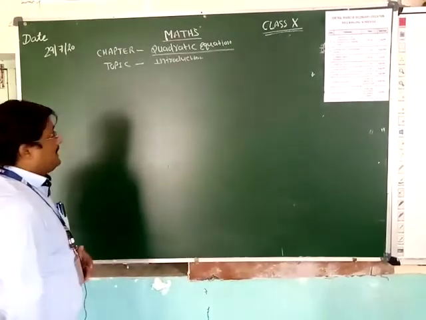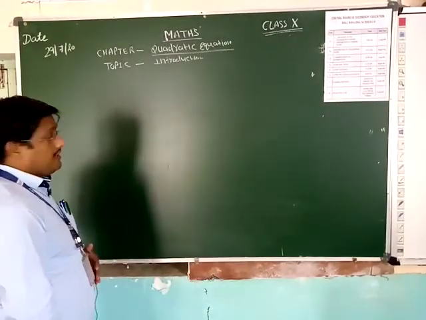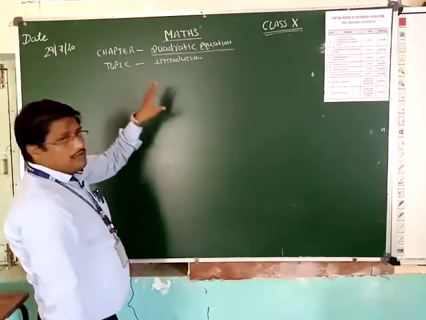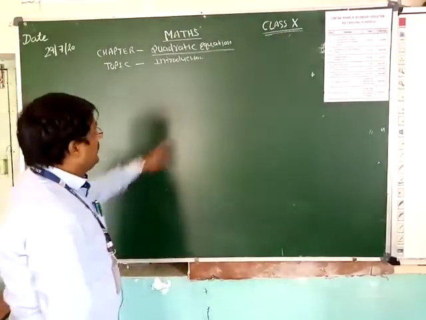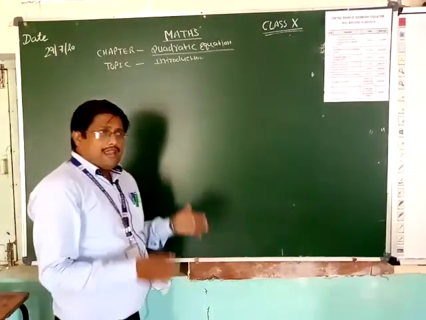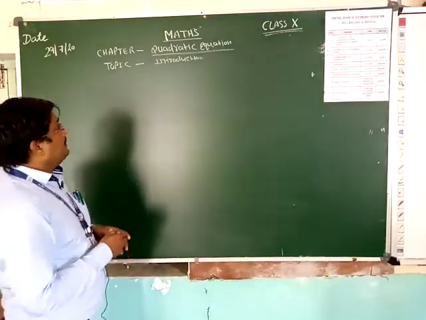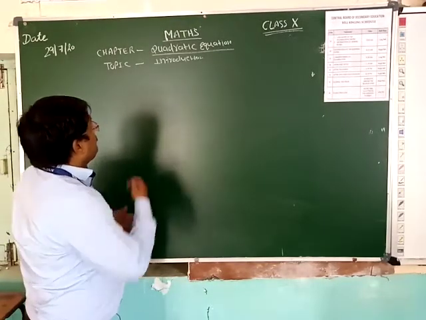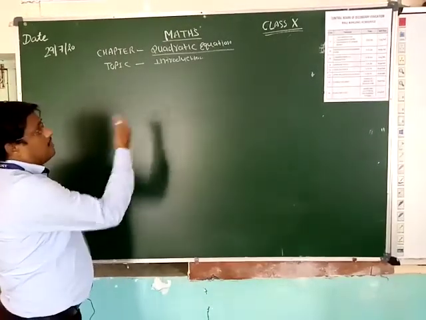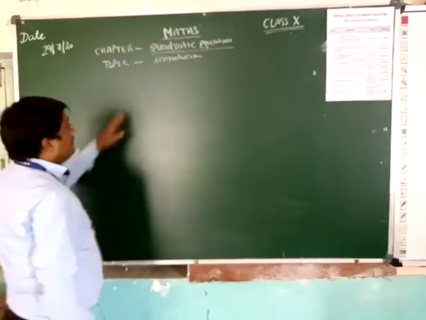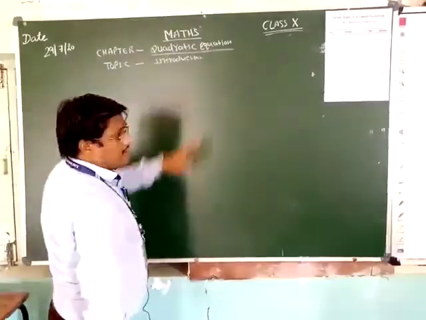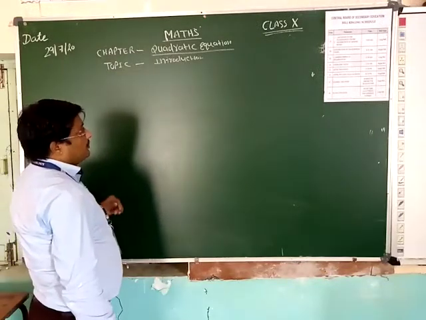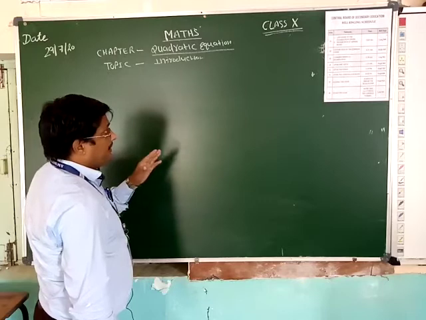Today we are going to start the new chapter, quadratic equations. First, let us introduce what a quadratic equation is. A statement of equality introduced with variables is called an equation. And what is a quadratic equation? Any equation of degree 2 is called a quadratic equation.